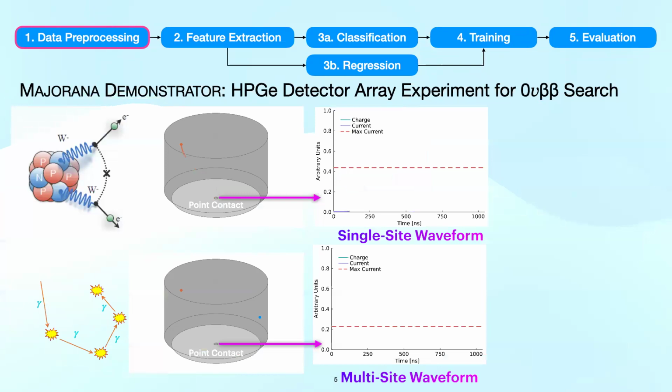So this is basically what we are using in the Majorana Demonstrator: a high purity germanium detector array to search for neutrinoless double beta decay, which you have already heard about from last week's lecture. So when a neutrinoless double beta decay event happens in your high purity germanium detector, it's going to deposit all of its energy in a very localized, point-like location.